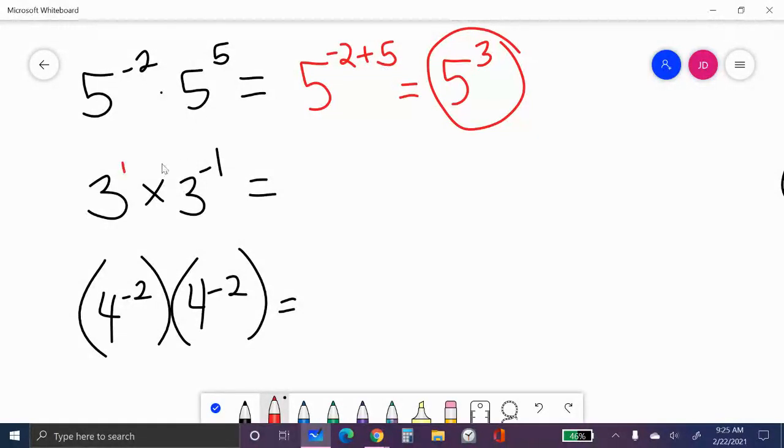Remember, anything without an exponent has a 1. So it's 3 to the 1 plus -1. 1 plus -1 is 0. Remember, anything to the 0 power is 1.